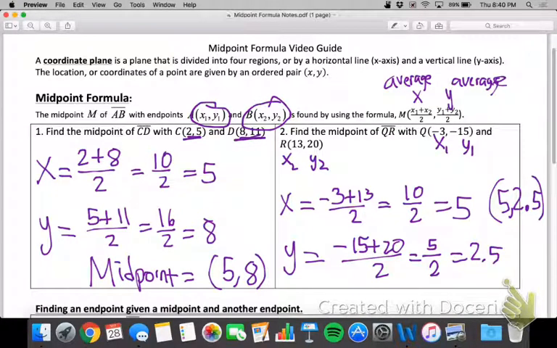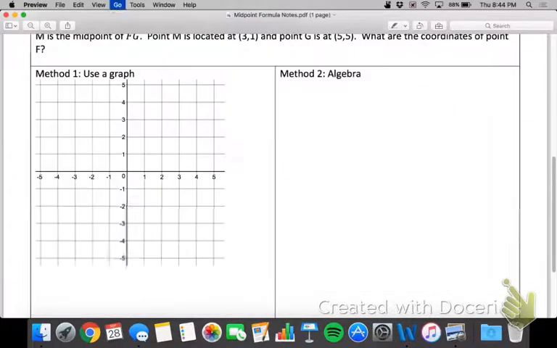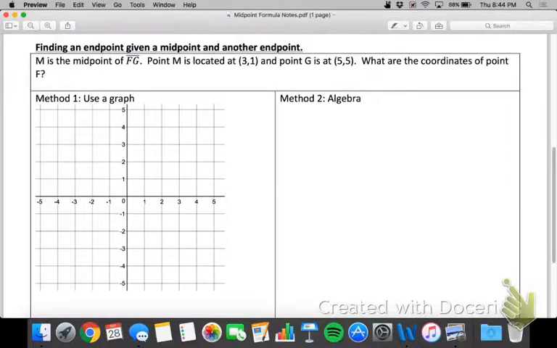Okay, so this is the simple use of the formula just to get the midpoint. Another way we frequently use this formula is to find the endpoint if we know the midpoint and another endpoint. So we're going to solve this one problem in two ways. Method one is using a graph. We have M as the midpoint, and point G is at (5, 5). And then we know M is the midpoint of FG.